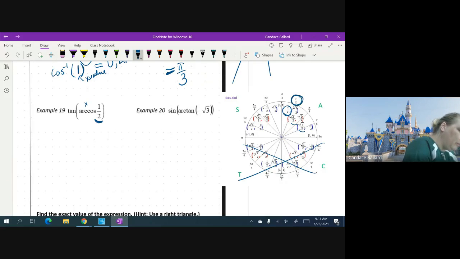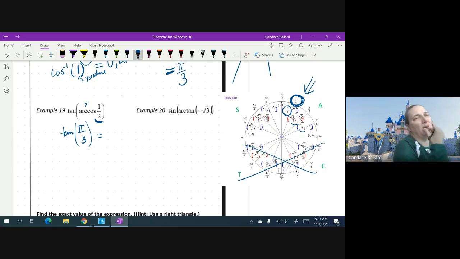So I'm going to plug in the radian measure pi over 6. So tangent of pi, sorry, pi over 3, I misspoke. Now this is saying go to pi over 3 and find the tangent of it. All right, so pi over 3 is right here. What's tangent? What divided by what is tangent?